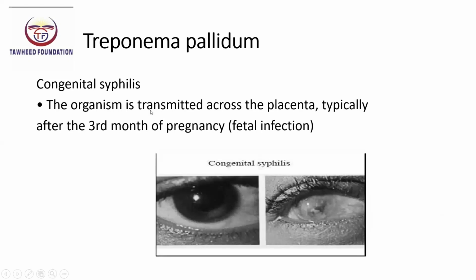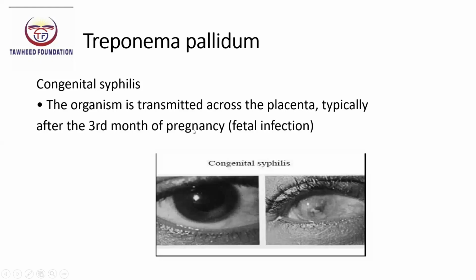Congenital syphilis. Congenital syphilis occurs when the spirochetes cross the placenta, typically after the third month of pregnancy. This can cause severe consequences for the fetus, including stillbirth, neonatal death, or a wide range of deformities, such as Hutchinson's teeth, saddle nose, and interstitial keratitis. Early recognition and treatment during pregnancy are critical to prevent transmission.